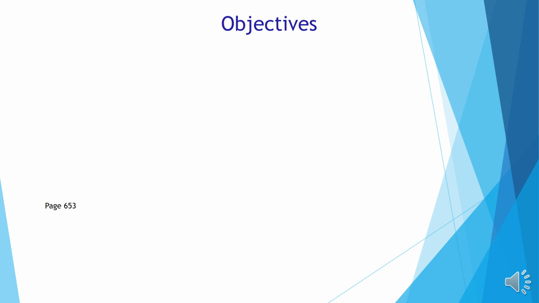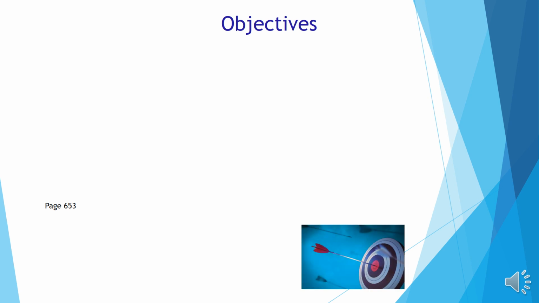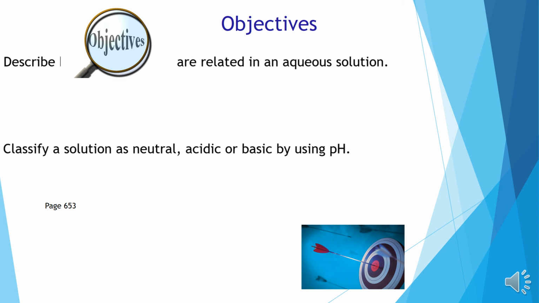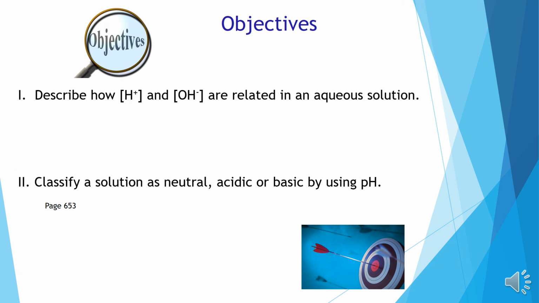The objectives that you are going to understand at the end of the session are: describe how the concentration of H+ and the concentration of OH- are related in an aqueous solution, and classify a solution as neutral, acidic, or basic by using pH.